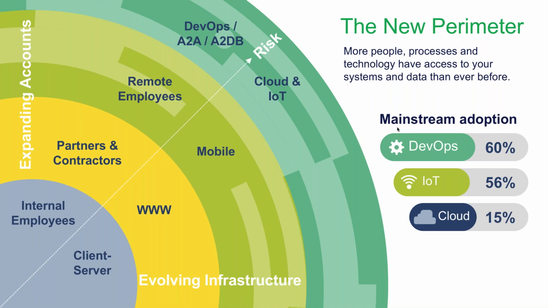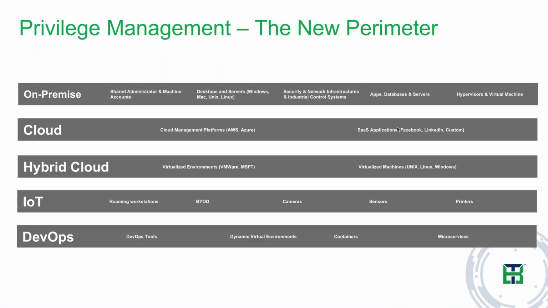But as you move that, the perimeter of your network is further expanding. Before, you were dealing with internal employees, maybe partners, and some remote employees. But when you expand to DevOps, app to app, app to database, and third-party vendors accessing all tiers of your infrastructure, the complexity of trying to secure that infrastructure gets harder and harder for most customers.